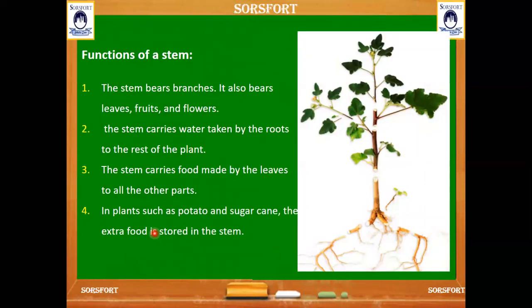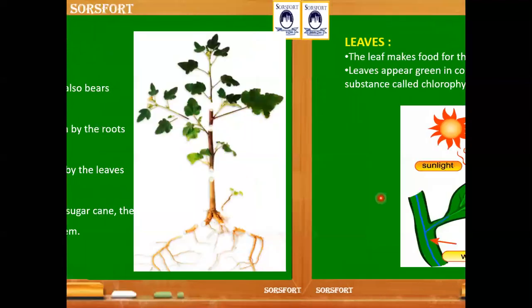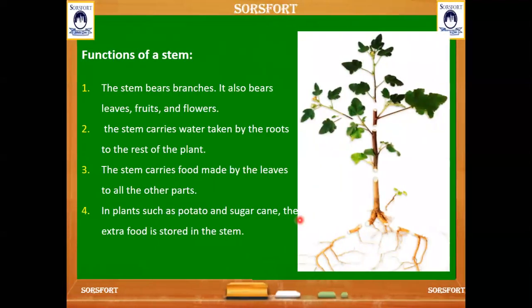We can see the functions of the stem. The stem bears the branches. We can see that from one stem, the other branches are grown. And also it bears leaves, fruits, and flowers. And the stem carries food made by the leaves, which prepare the food for the plant. Yes, the leaf prepares the food for the plant, and the stem carries food to other parts from the leaf.